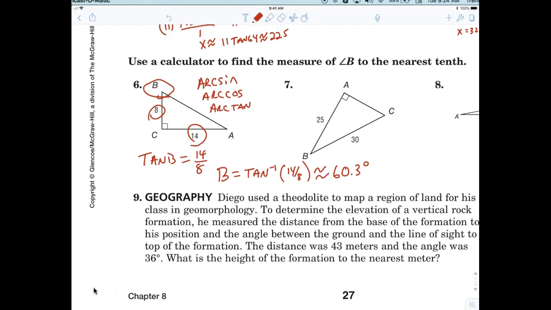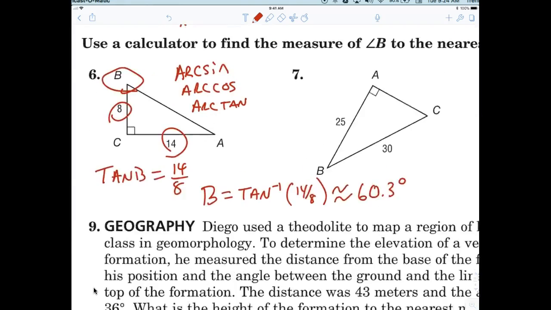Now, the other thing I want to show you right now is, do you have it on the right side? Did you change it from radians to degrees?